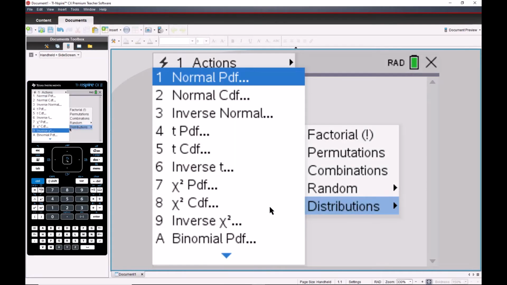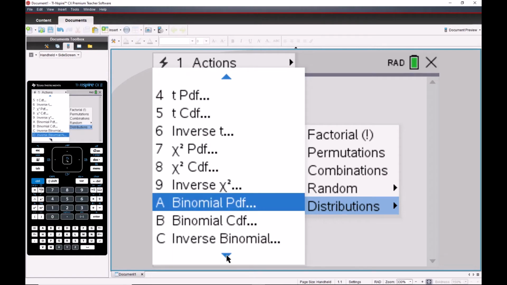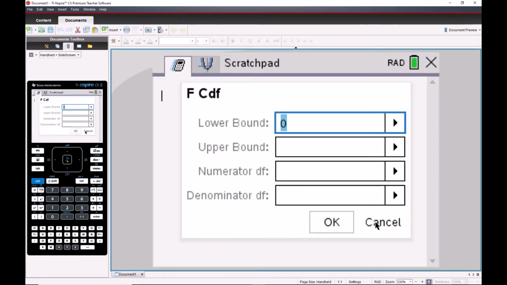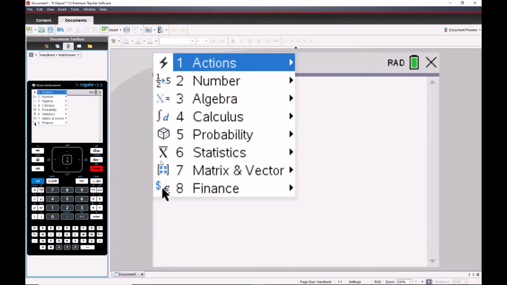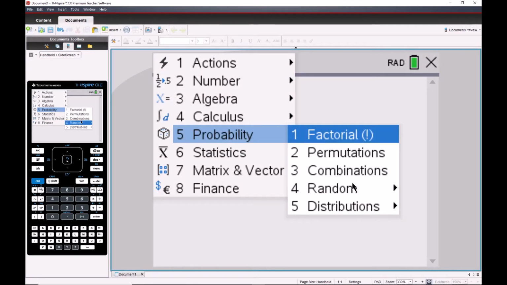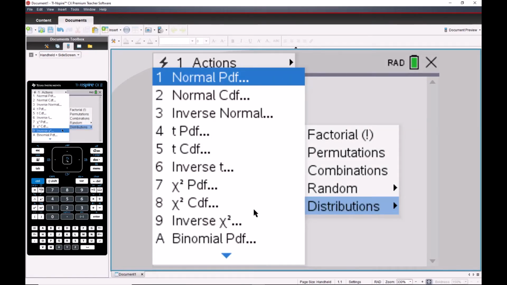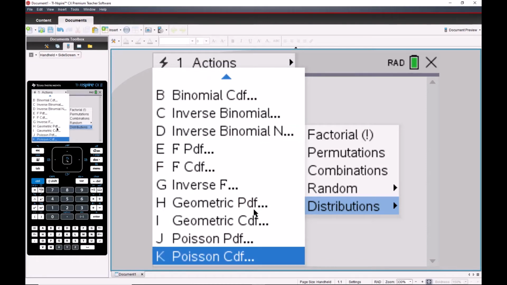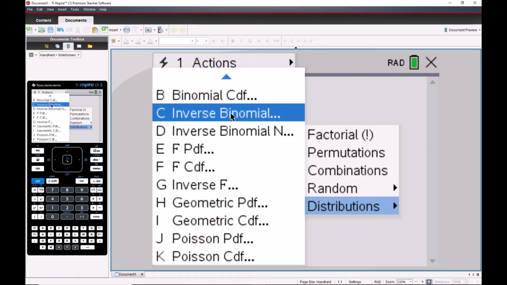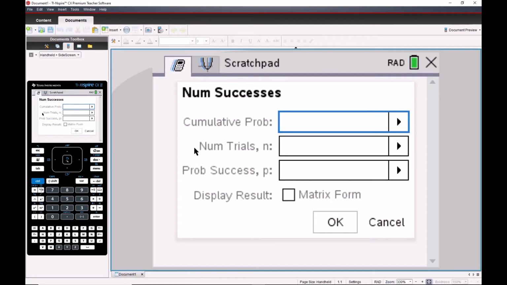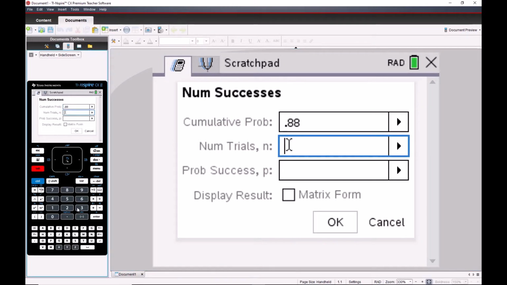distributions, and so if we scroll down, oops, let's cancel that. This is a kind of a tricky little emulator, so if we go down, there is your inverse binomial. And I thought, I'll never figure this out. But then I opened it up, cumulative probability, that was what we wanted, that 0.88. Number of trials was 30. I'm thinking, ooh, maybe I can do this. Probability of success is 0.2.